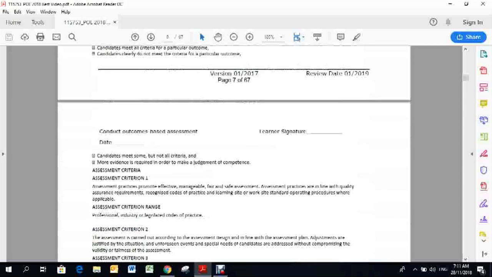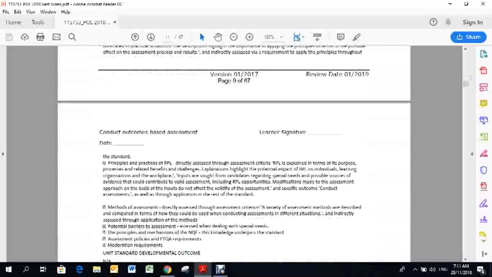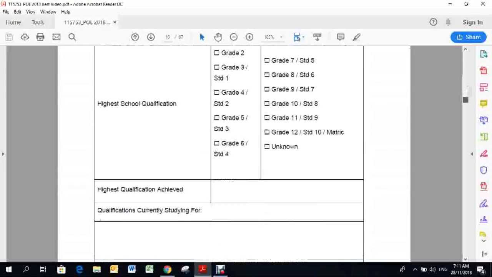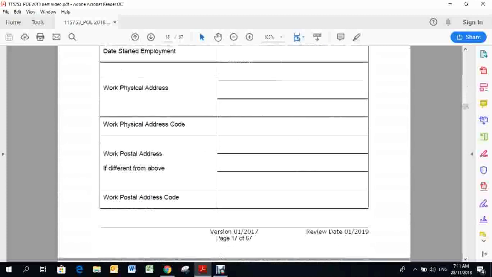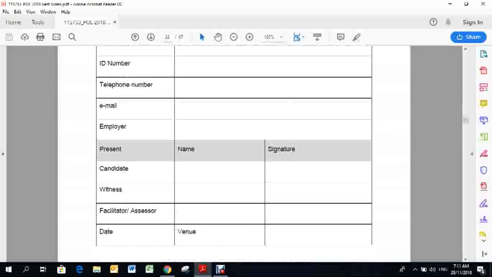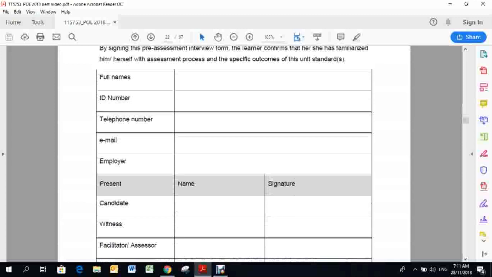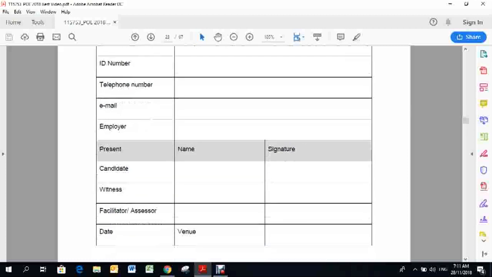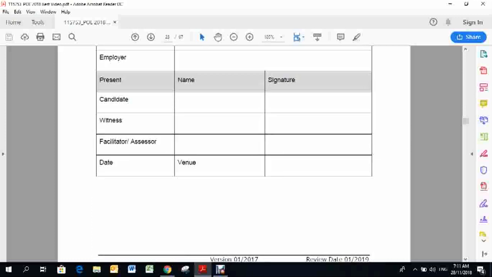So we're going to carry on down and continue to complete that form, since we are aware of what is supposed to be done. Excuse me. Which is this form. So you're going to include your full names, ID numbers, telephone number, email address, employer if you have. Then we carry on completing. You're going to get somebody to sign for you as a witness. Facilitator, you leave it blank. You put the date when you completed, which is the same date, and the venue where you are completing from.